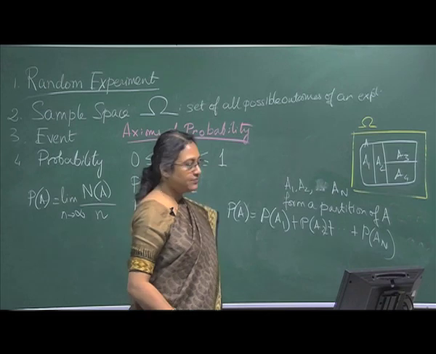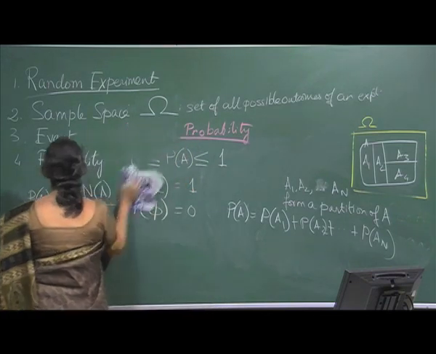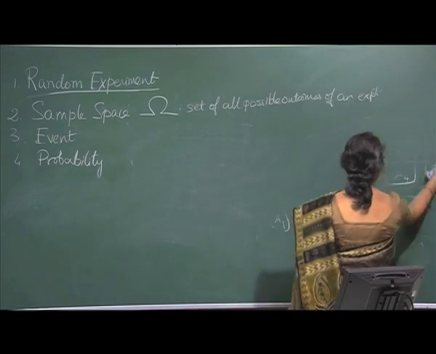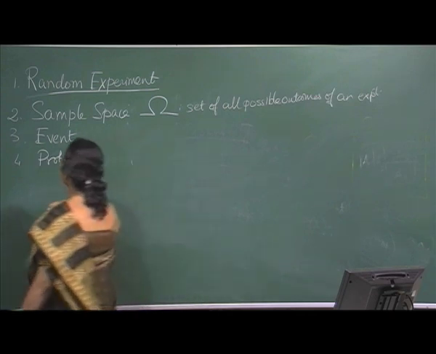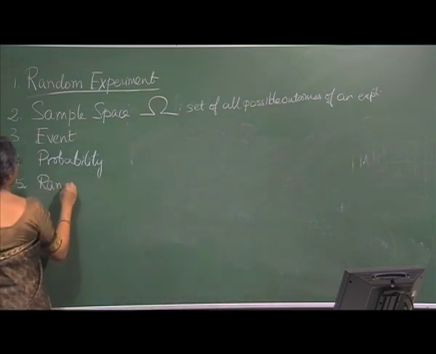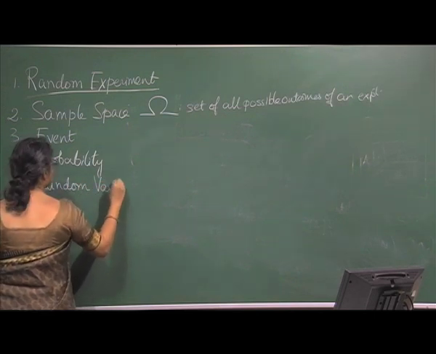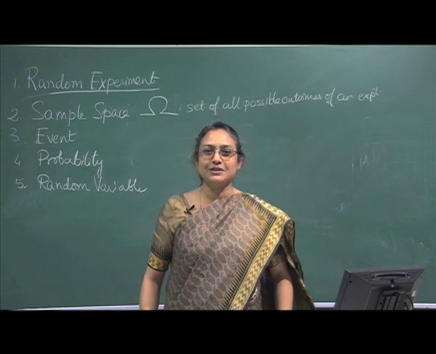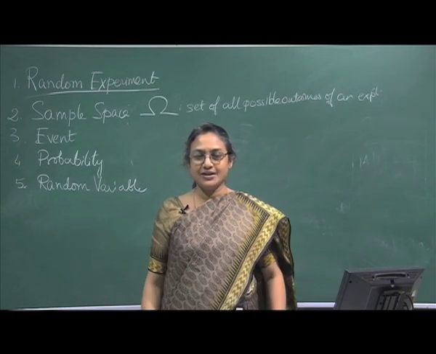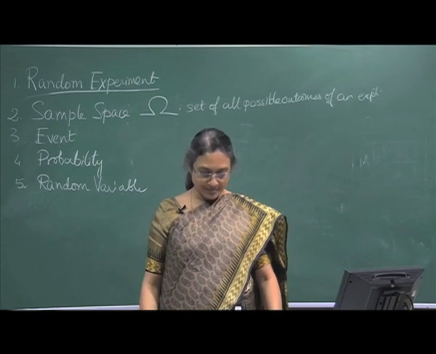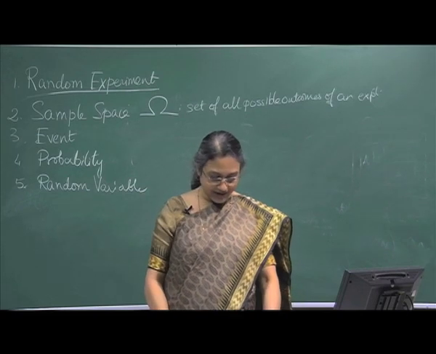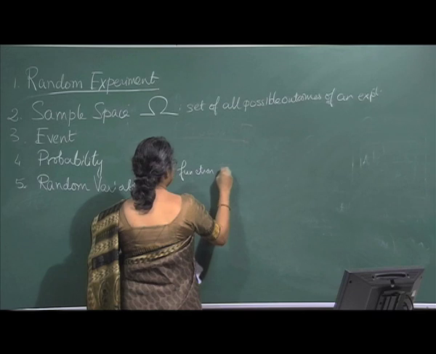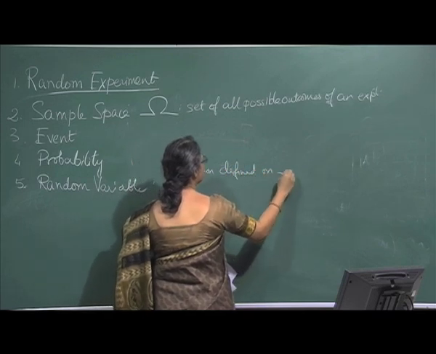Now, next we will come to the next definition, which is that of a random variable. Now, what is a random variable? Many people get confused, because the term random variable is a misnomer, and people try to think that a random variable is a variable. But a random variable is a function defined on the sample space omega.